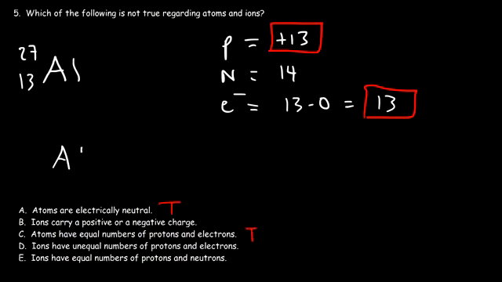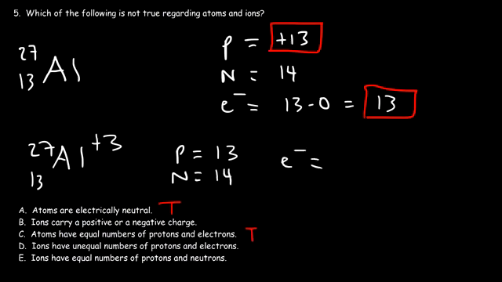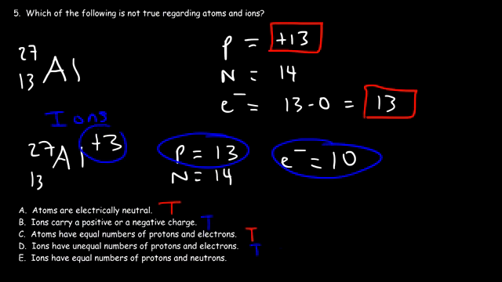Now, an ion would look something like this. You would literally see a net charge. Aluminum has a positive 3 charge. So the number of protons is still 13, the neutrons is the same, but the electrons is going to be the atomic number minus the charge. So 13 minus 3 is 10. So ions, rather, have unequal numbers of protons and electrons. So D is a true statement. And ions do carry a positive or negative charge, as we see here. Atoms don't carry a charge, they're neutral.